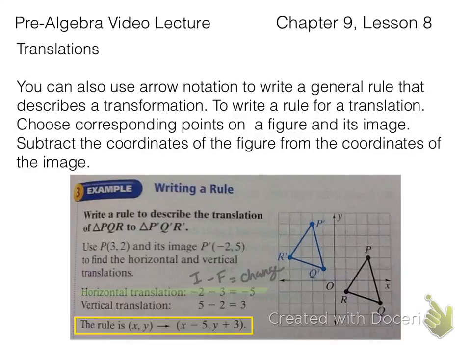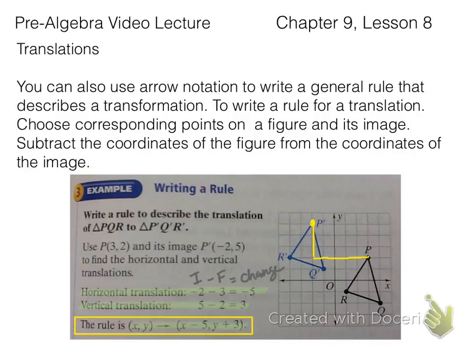And then you do it for the vertical change, which is the y's, and you get a rule, which is written like this. You write the rule like this, guys. It's very important that you understand that format where x, y goes to x minus 5 and y plus 3. And we can really take a look at that because if we start at the figure and we go to the left 5, 1, 2, 3, 4, 5, and then we go up 3, 1, 2, 3, we're going to get to the image of that point.